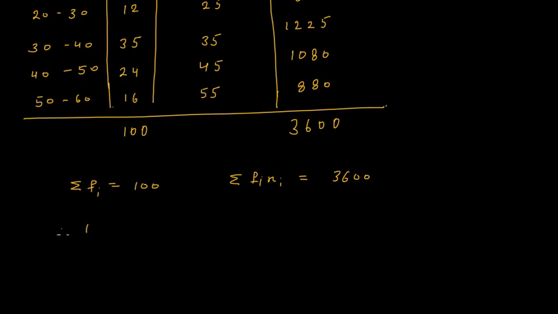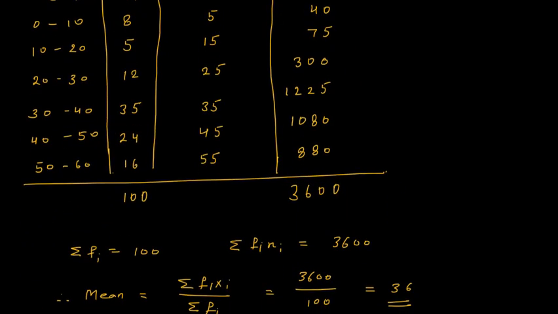Therefore the mean formula is summation of fi xi divided by summation of fi. So summation of fi xi is 3600 divided by summation of fi, that is 100, and here I will get the value as 36. So the mean value is 36. Simple. This is the 12th question.